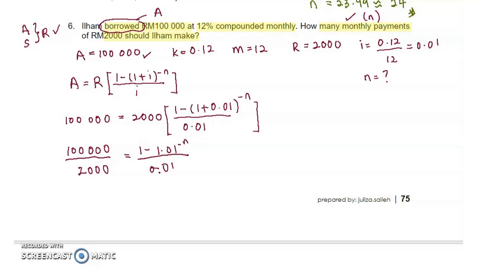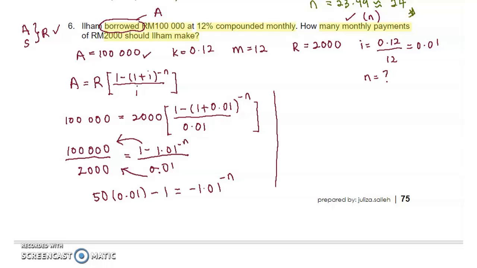Okay, 100,000 over 2,000 is 50. Bring the denominator here to the left hand side. So divide becomes multiply. This positive 1, bring to the left hand side, so positive to the left hand side becomes minus. So on the right hand side we have negative 1.01 power of negative N. Now solve the value on the left hand side.